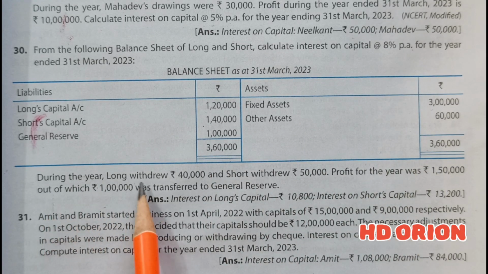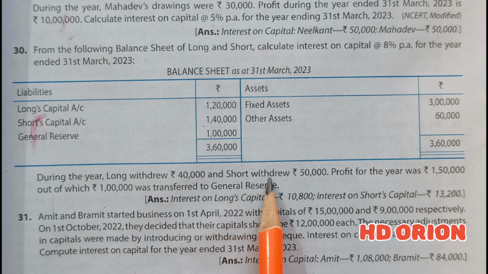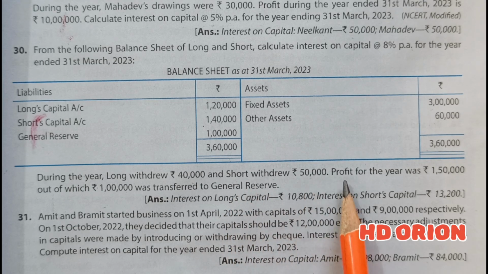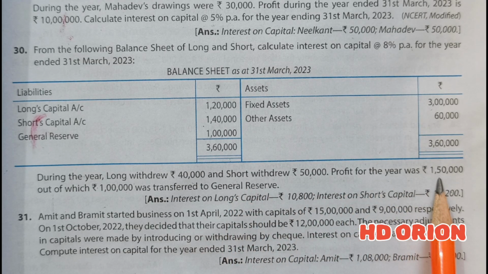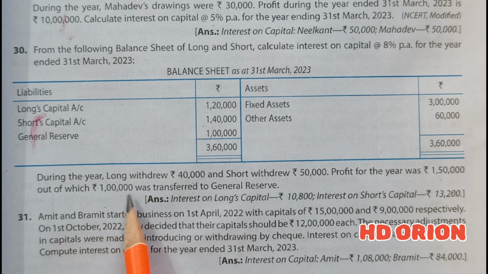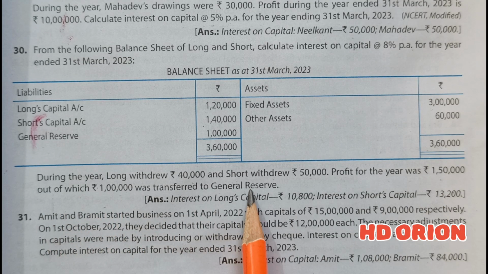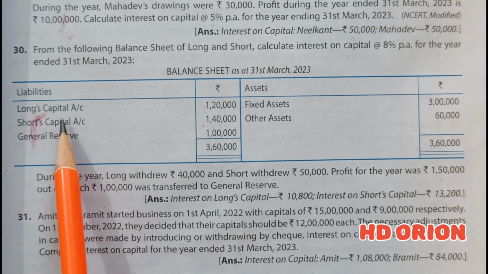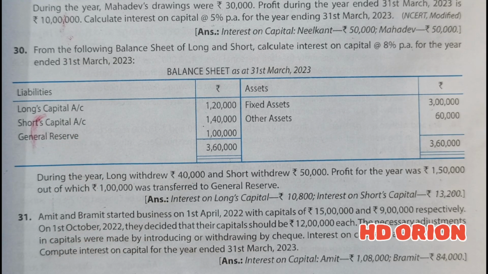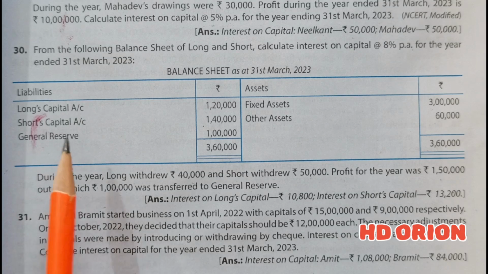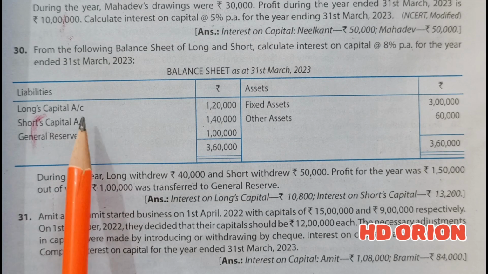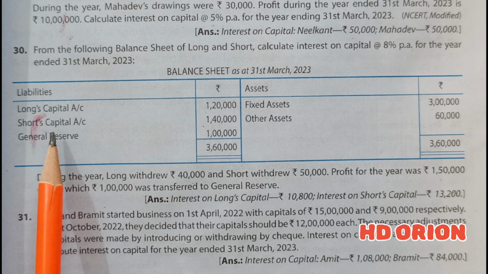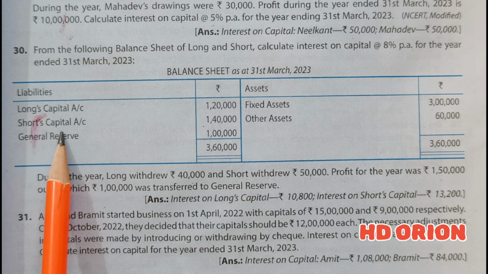During the year, Long withdrew rupees 40,000 and Short withdrew rupees 50,000. Profit for the year was rupees 1,50,000, out of which 1 lakh was transferred to general reserve. Now, in this question, the capital accounts are fluctuating. How do we come to know? Because there is no current account balance given in the question as it was given in the previous question number 29. It means these capital accounts are fluctuating and every appropriation of profit is given in the capital account itself.